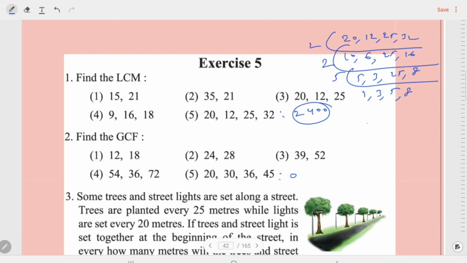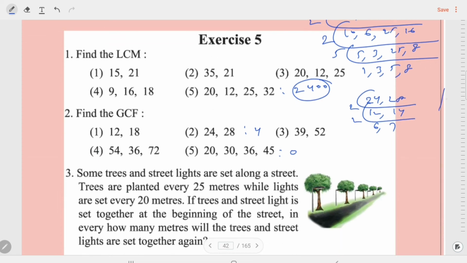Okay, let me do 24, 28. 2 12s, 2 14s, again 2 6s, 2 7s. So 2 into 2 is 4. That is the answer. Okay.